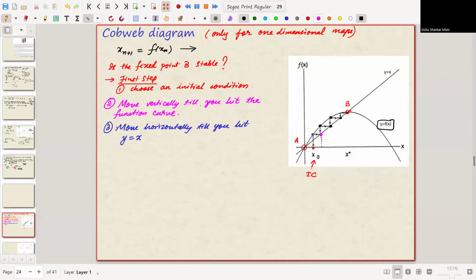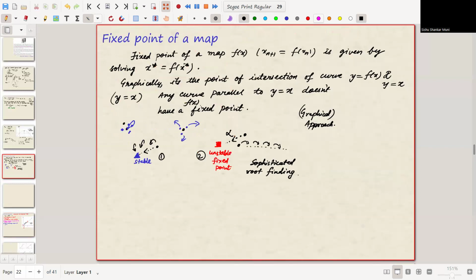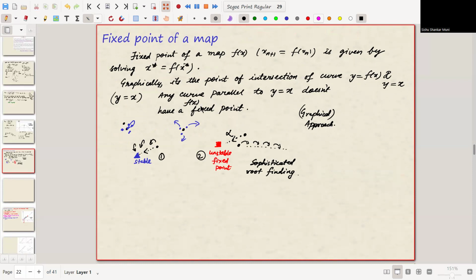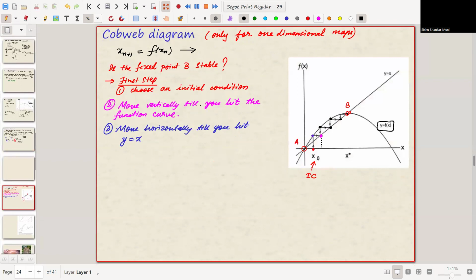Can you say now, is the fixed point B stable or unstable? You see that when you started from an initial condition here and you iterate your map again, in the cobweb diagram, you are reaching the fixed point B. Point B is like a sink. So repeat this process. We conclude now that fixed point B is stable.